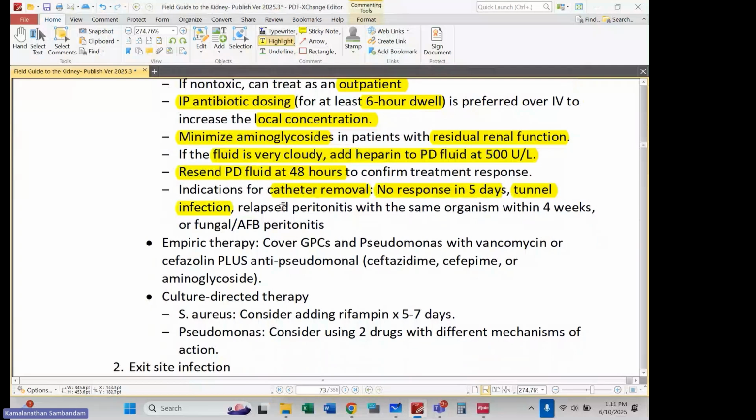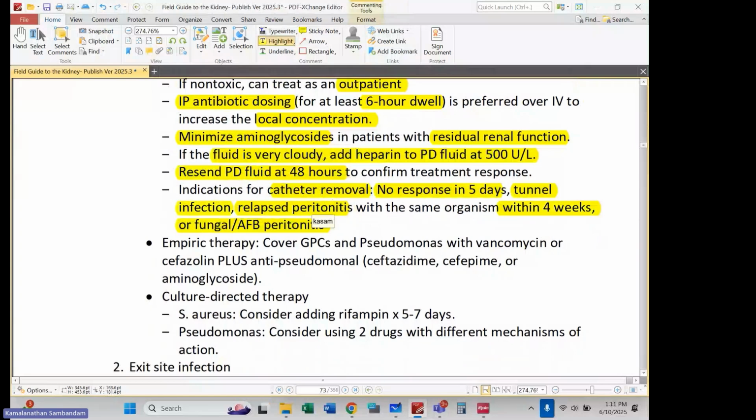If I have peritonitis within 4 weeks with the same organism, that is a treatment failure. That would be an example of treatment failure where you'd consider, again, removing the catheter as a fomite. And if I have these really bad bugs, fungal or AFB peritonitis, most would just say that catheter needs to go at this point.